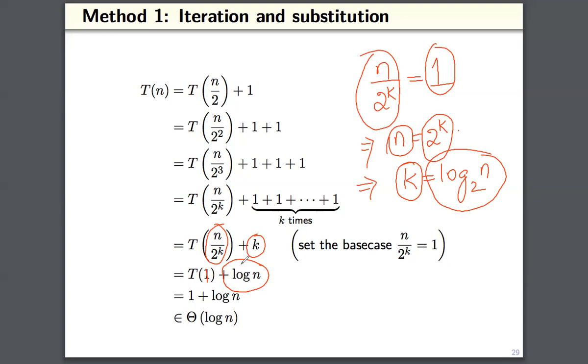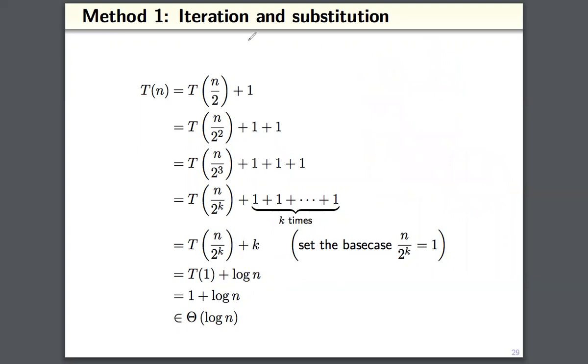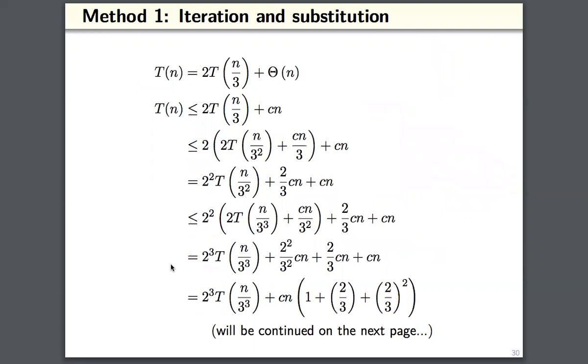You don't want terms like k. Finally, you want the final answer in terms of n only, because n was your input parameter. So T of 1 plus log n, and T of 1 is 1 as we already assumed. So it's theta log n complexity. A simple example to show iteration and substitution, but you can complicate this.